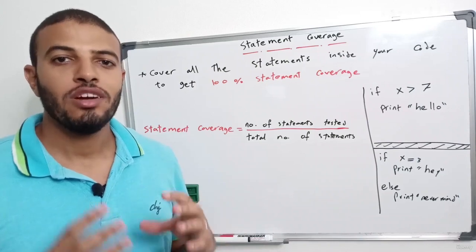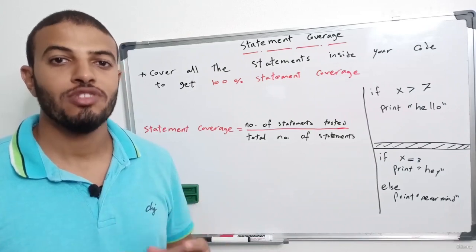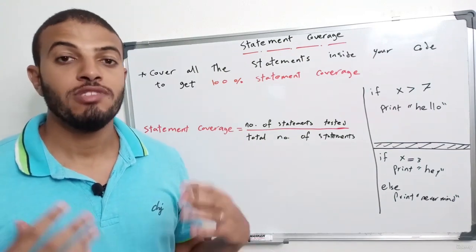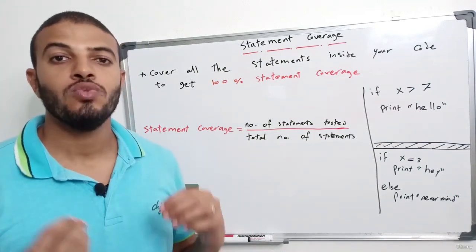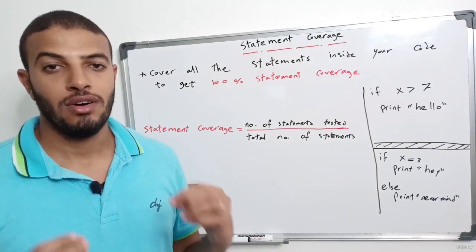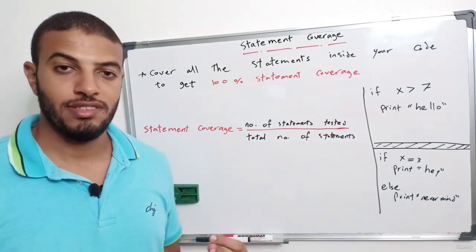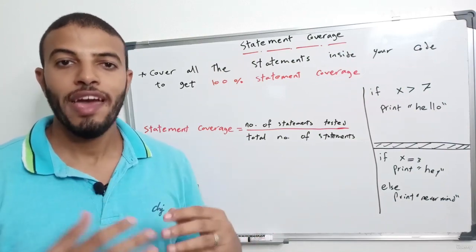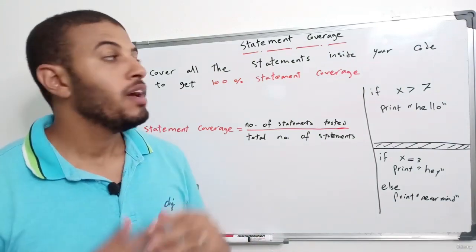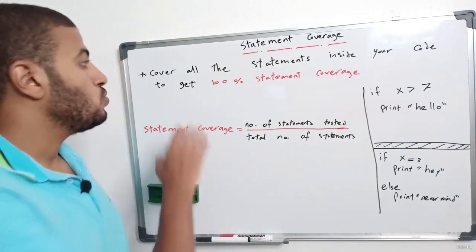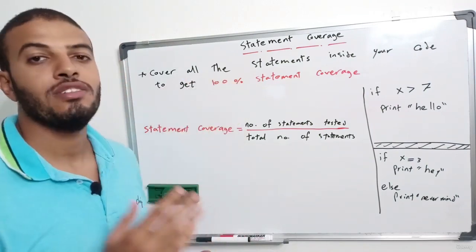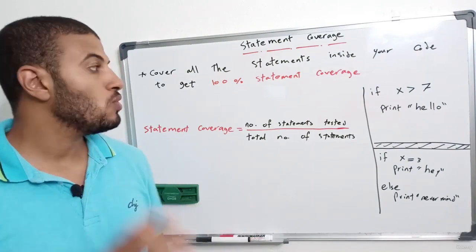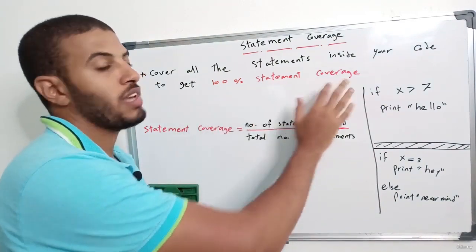Hello everyone, today we are going to talk about the first white box technique that we have, which is statement coverage. Like its name states, statement coverage tries to cover the statements in our code. So what are the statements first? The statement is any line of code. The line of code that we have is called a statement. Our goal in statement coverage is to cover all the statements inside our code. If we cover all the statements by test cases, this is called 100% statement coverage.